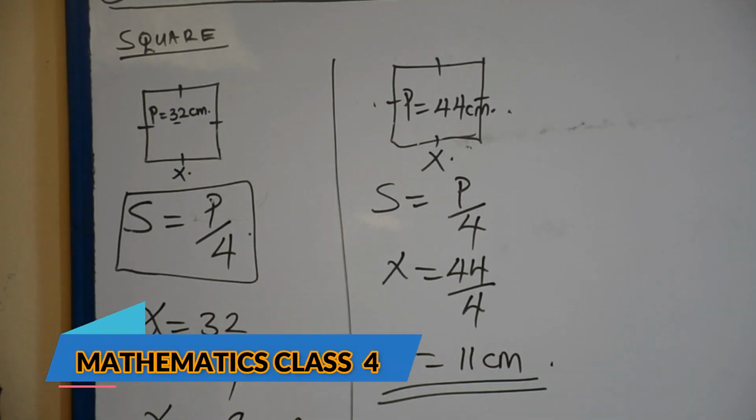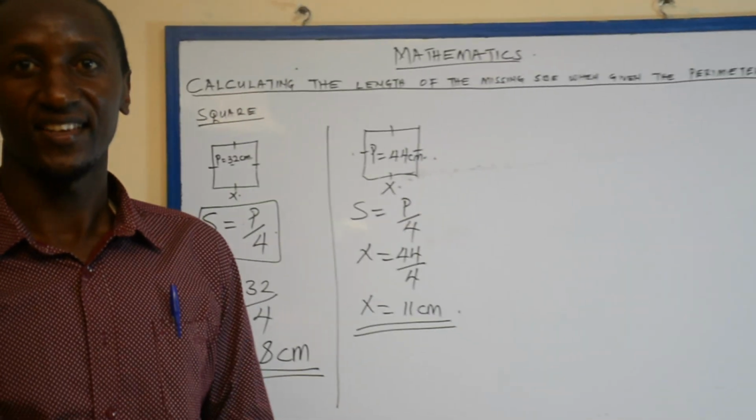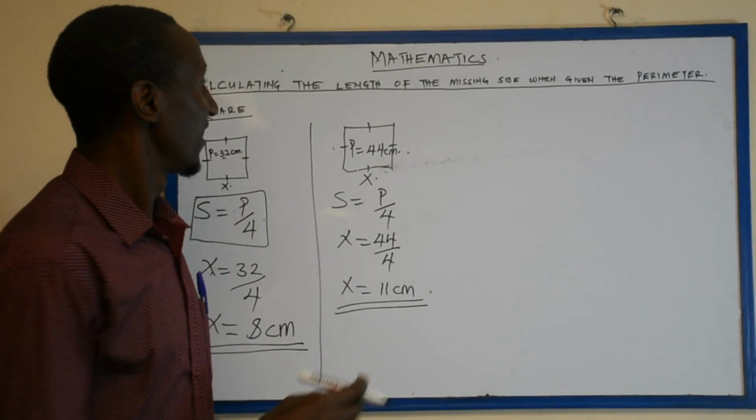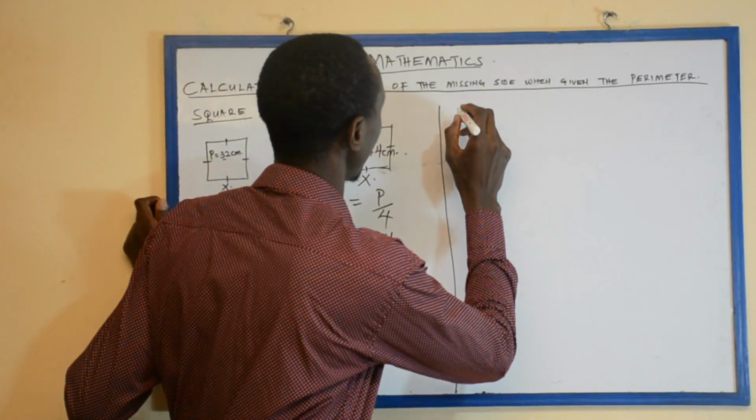This is for square. Are we together there? Okay. Now, let us look at the rectangle.